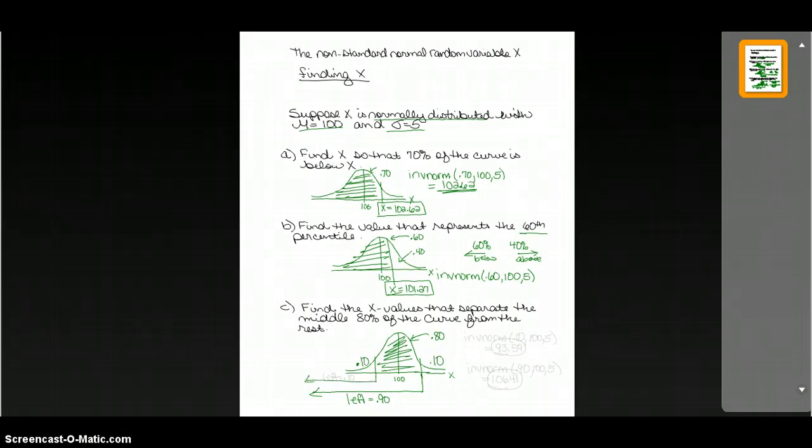The area to the left of this x value is 10%, or 0.1. So we're going to have to do two inverse norms to get these two x values. We have to do both. We have an inverse norm with 10% to the left, and we're going to have an inverse norm with 90% to the left.